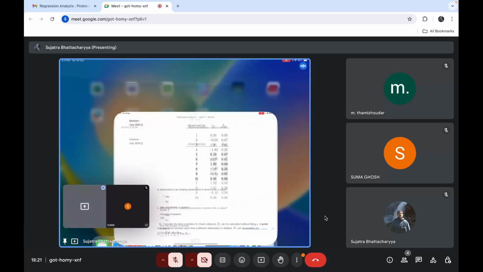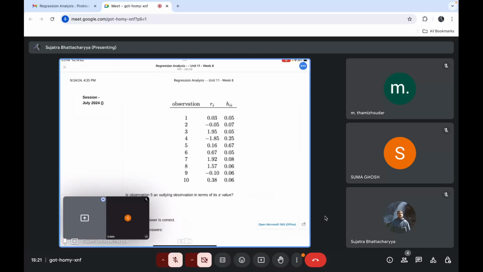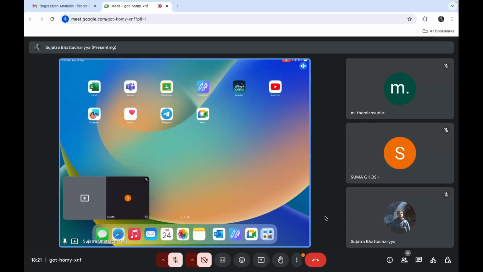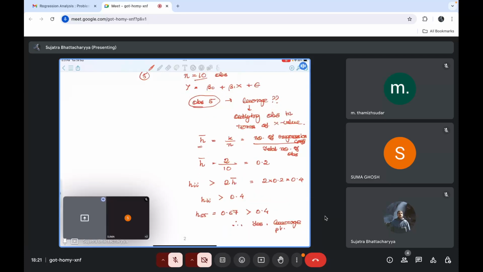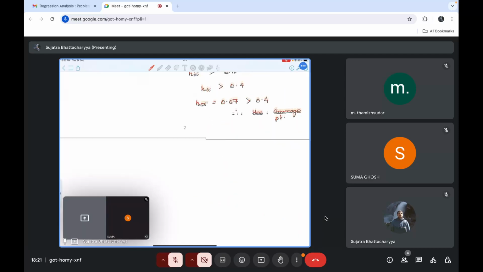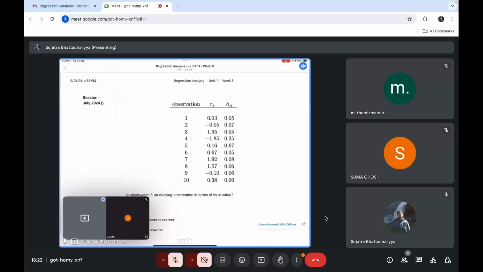So let's go ahead for observation 5 and check Hii. For observation 5, look at the Hii. It is 0.67. H5 means i is equal to 5. This is 0.67 as per the table given, which is greater than 0.4. Therefore, yes, it is a leverage point. So observation 5 is a leverage point. This is how you identify the leverage point. So this is the fifth question we have seen.